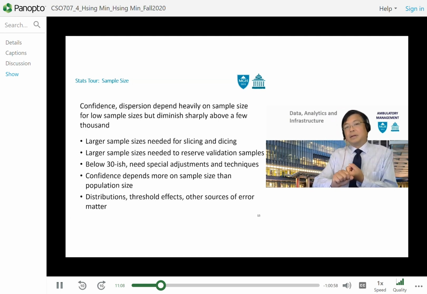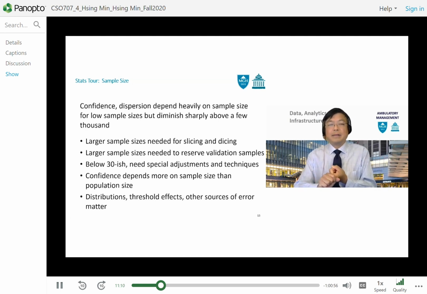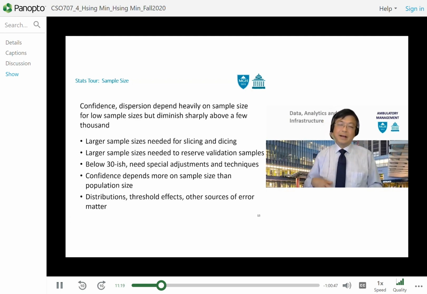First, if you want to slice and dice and look at subsets of your sample, you need to increase your sample size to make sure that each of your slices has a couple thousand or whatever you need to get that confidence interval you're interested in.